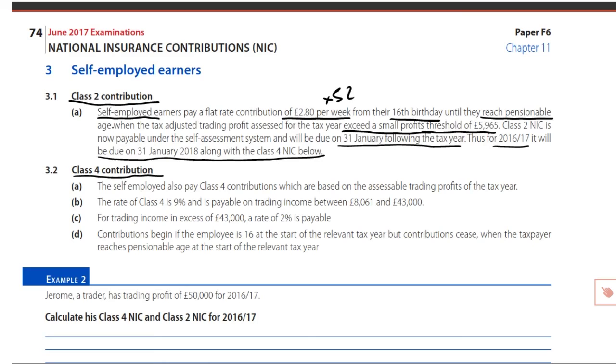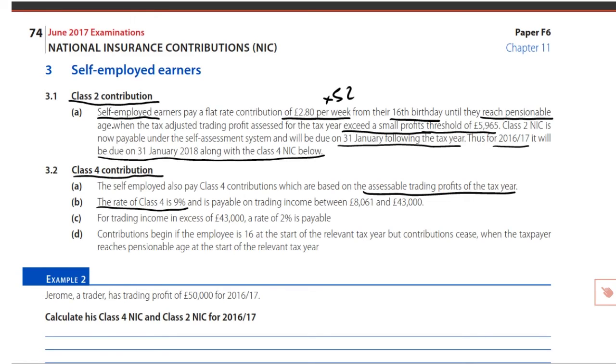All we need to know here, Class 2 contributions, £2.80 a week, that figure again given on your rates and allowances. Check that the individual has been trading for the whole tax year, it's then 52 weeks thereof. If you start or finish, then however many weeks up to the date of cessation. But the main contribution payable in terms of the tax charges is Class 4. Class 4, again based on the adjusted trading profits for the tax year. The rate of Class 4 is 9%.